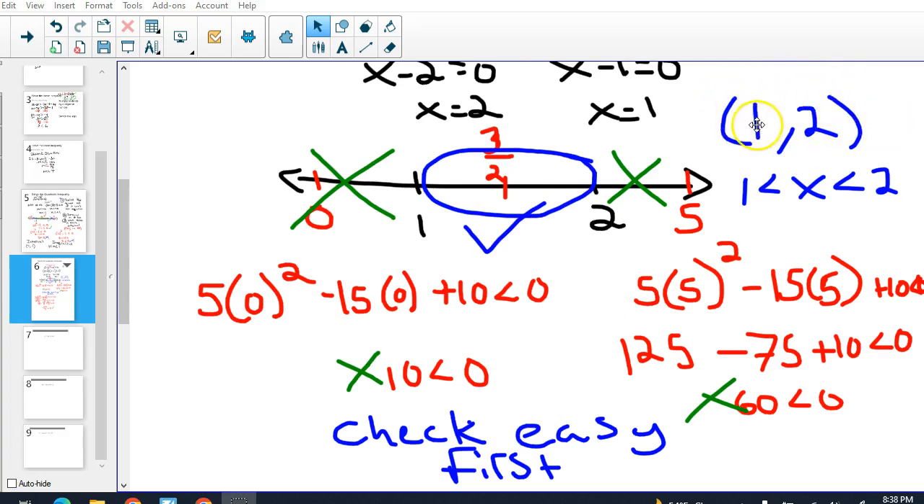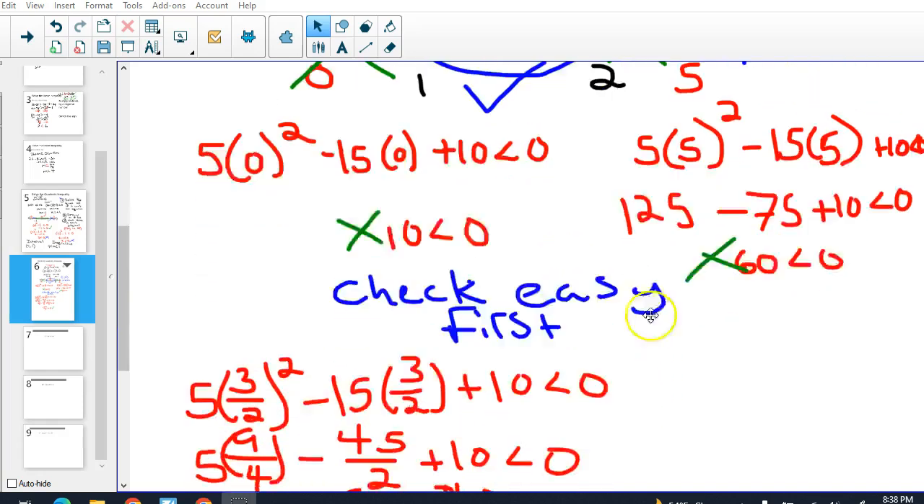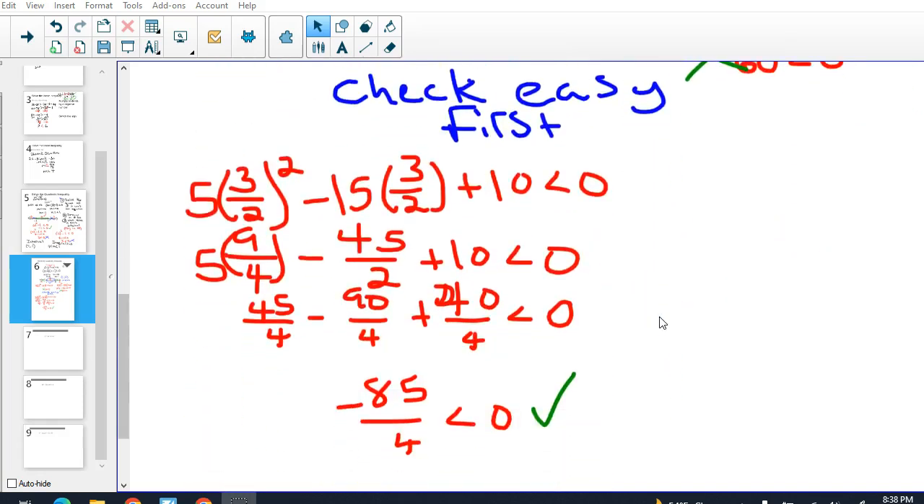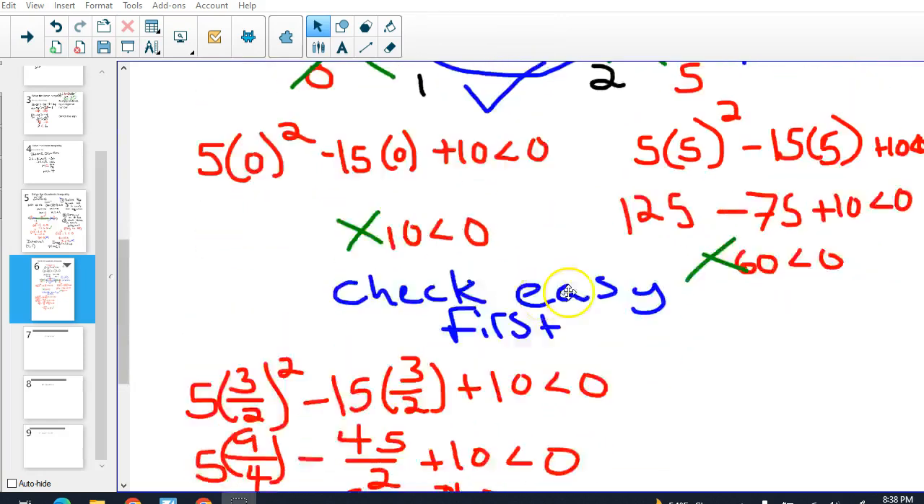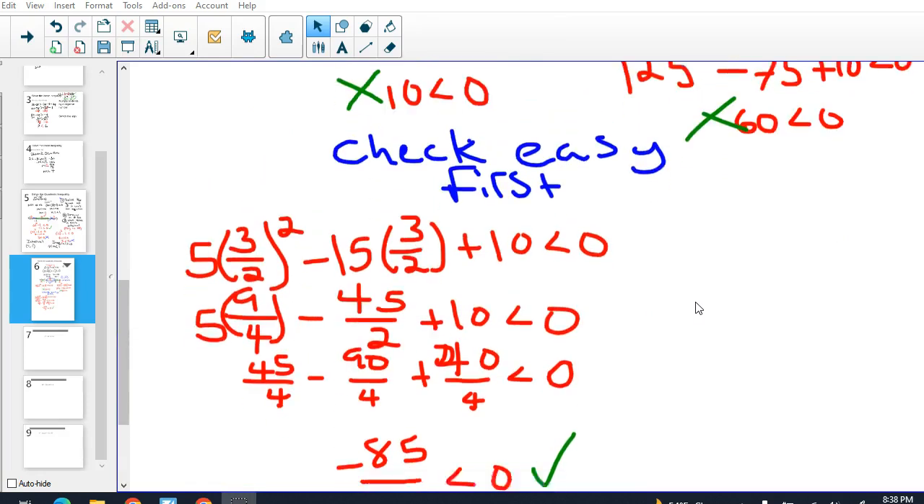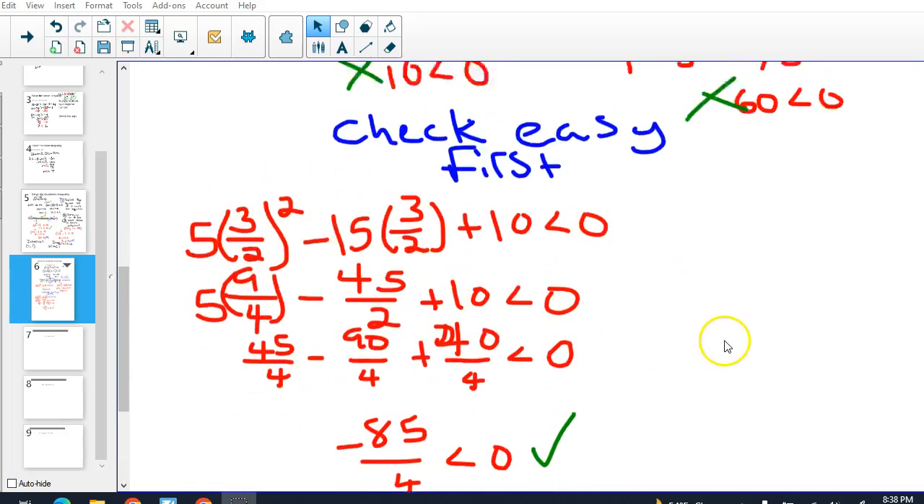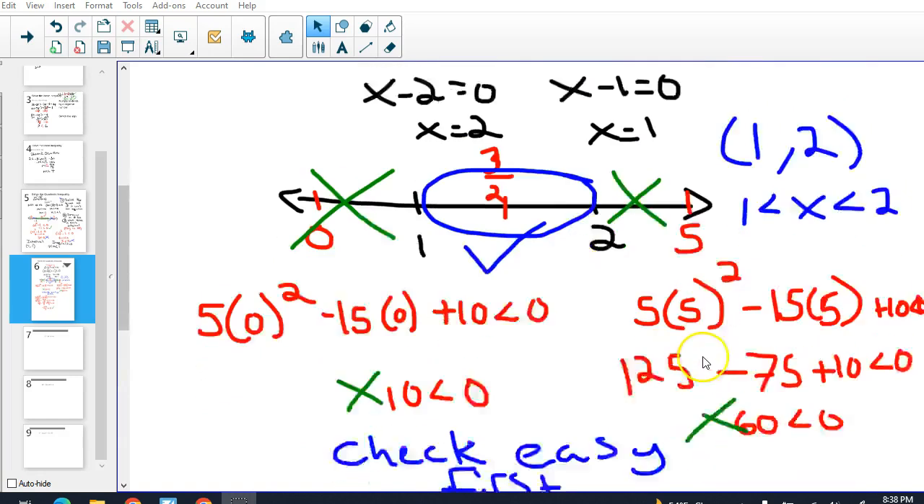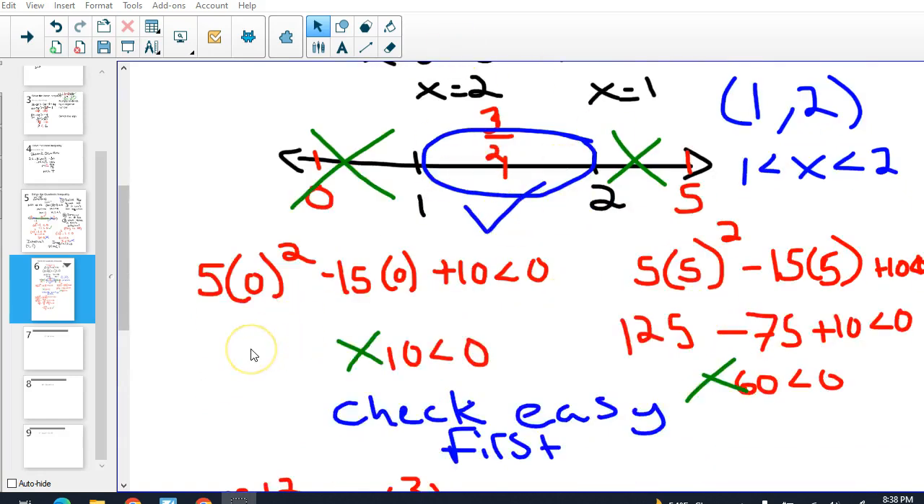This is our interval notation. Or we can write it as an inequality. I have from 1 to 2, or 1 is less than x and x is less than 2. Just to show you, if I pick 3 over 2, it's 1 1/2, so it's in between 1 and 2. It does come out to negative 85 over 4, which is less than 0. But we can avoid having to do all of this if we just recognize it's the only zone left over.